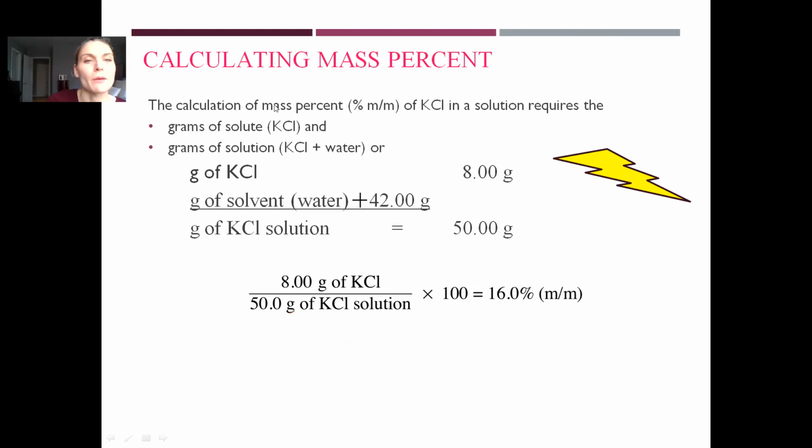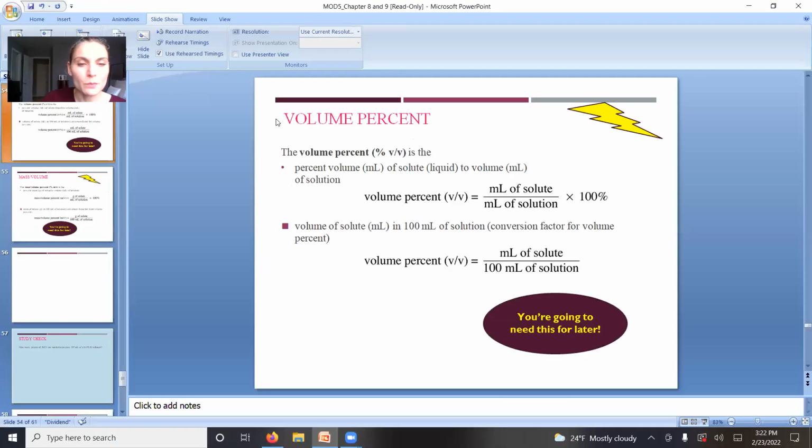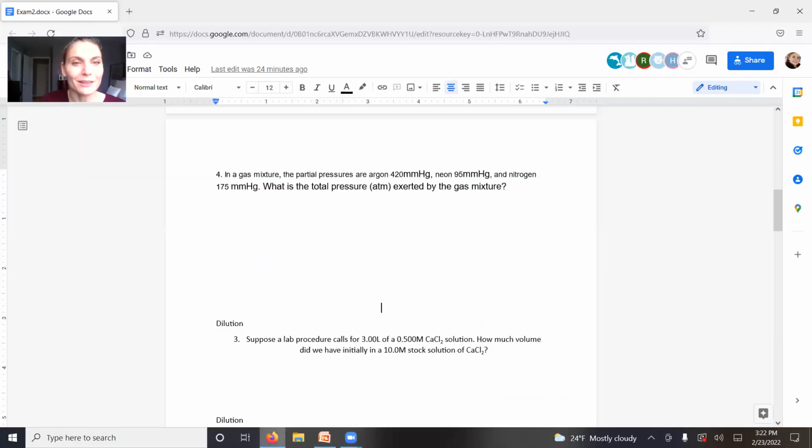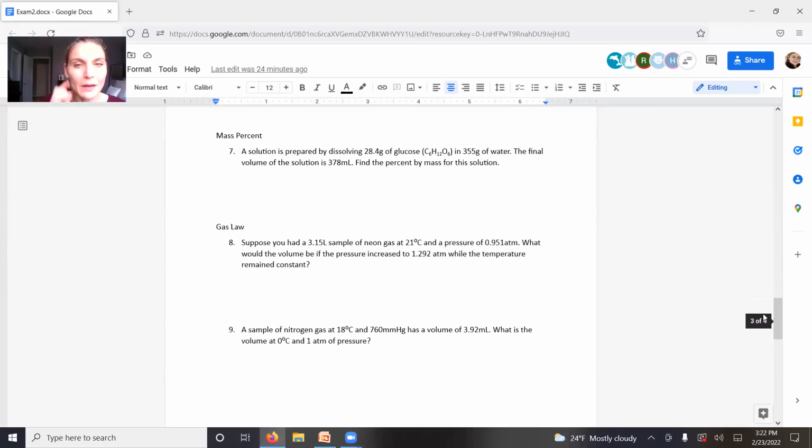So let's do a practice problem really quickly. I have one on my little cheat sheet here, I believe. Okay, so let's go ahead and practice with this one.